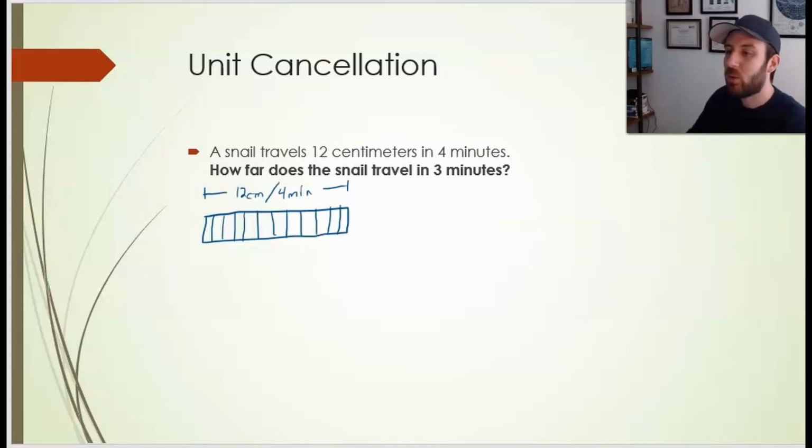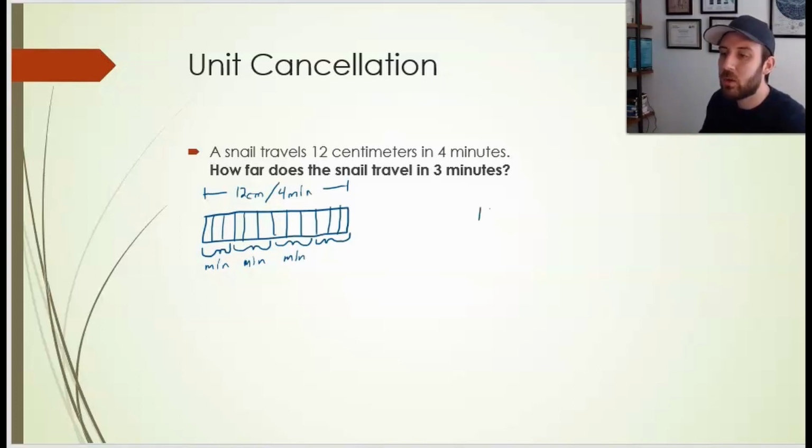Now, if it asks how far does the snail travel in 3 minutes, we could of course use the picture here because we've recognized that each minute accounts for 3 centimeters. So I can sketch those off. So 3 minutes, we know, should be 9 total centimeters. We can count that off because each of these is a minute. So that would be 9 increments that's captured in 3 of those minutes. But let's play with the symbols. Let's see how the symbols behave.